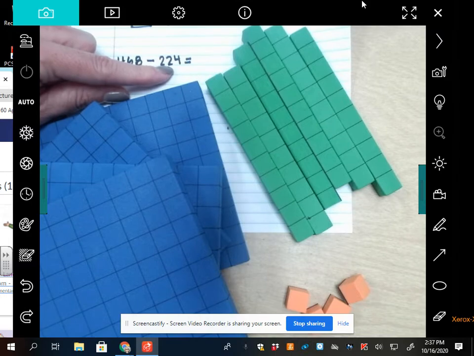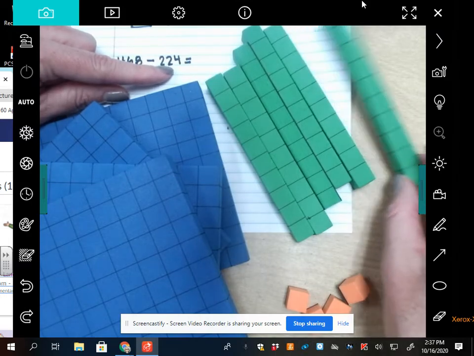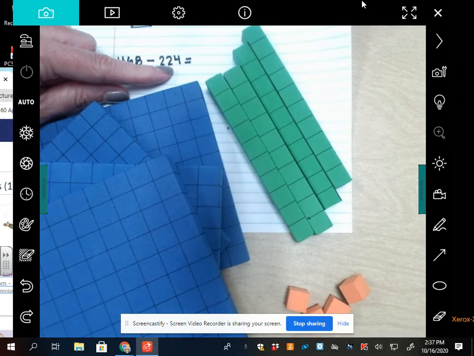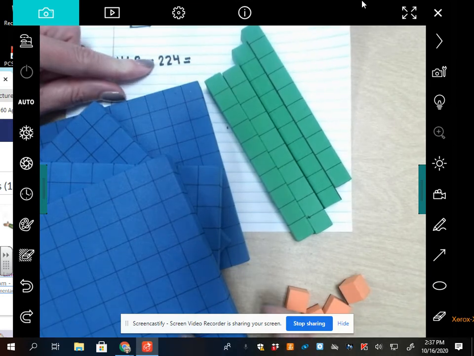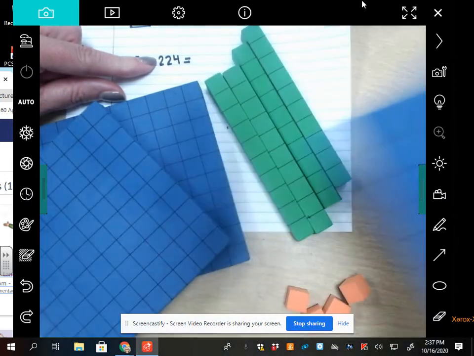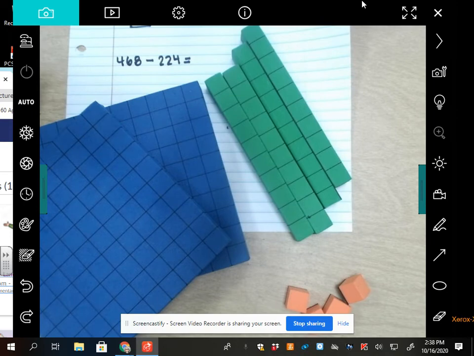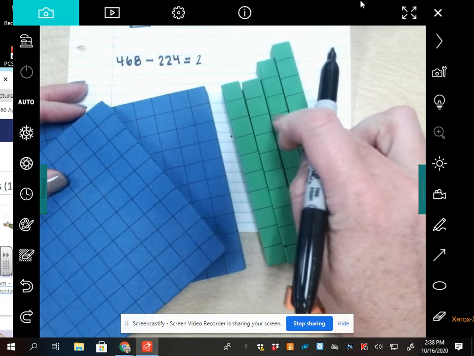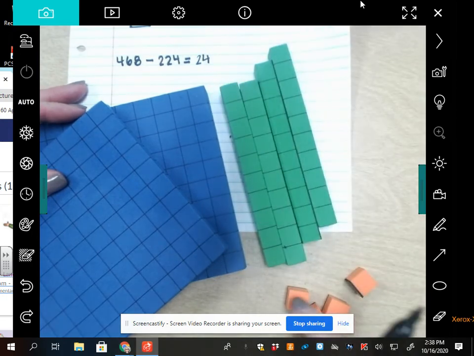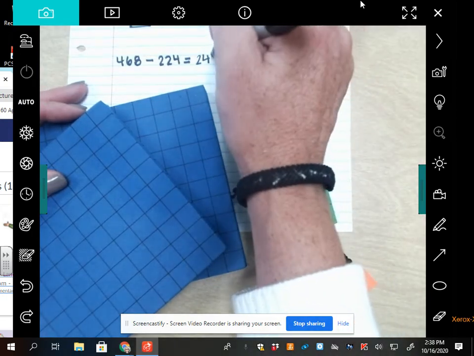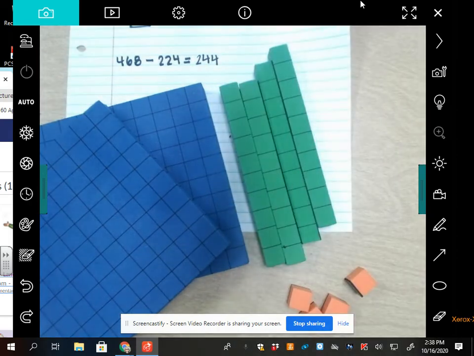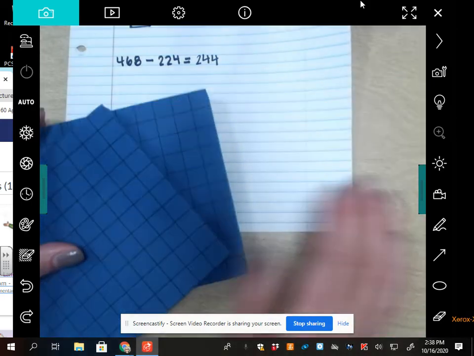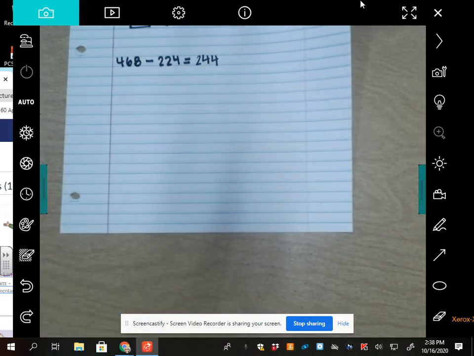How many tens do I take away? 2 is in the tens place. I need to take away 1, 2. Gone. How many hundreds am I taking away? There's 2 in the hundreds place. I'm going to take away 2 hundreds. There's 1. There's 2. So how many blocks am I left with? I'm left with 2 hundreds. 1, 2, 3, 4 tens. And 1, 2, 3, 4 ones. So the answer to this problem is 244.